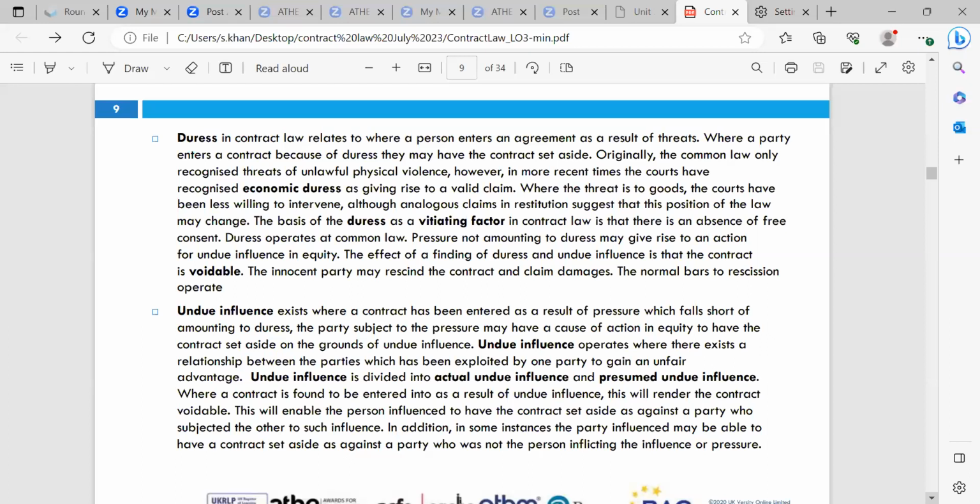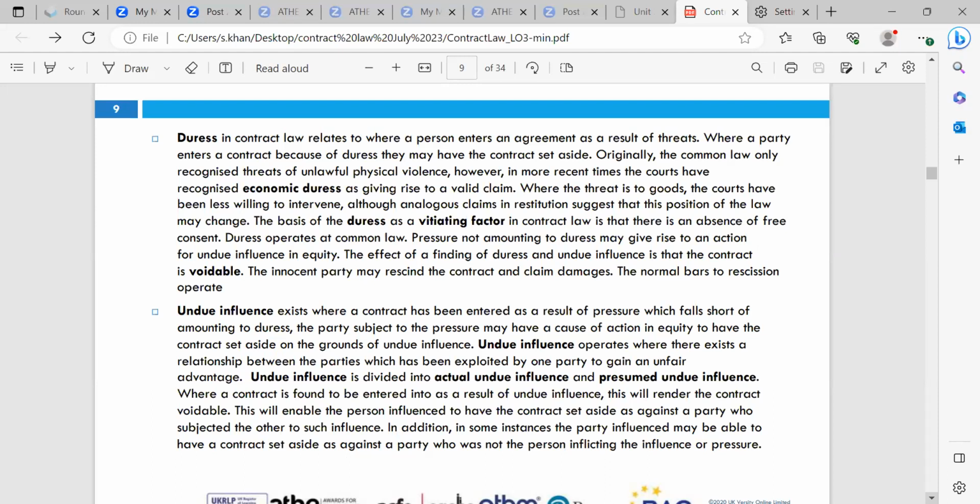Undue influence exists where a contract has been entered as a result of pressure which falls short of amounting to duress. The party subject to the pressure may have a cause of action in equity to have the contract set aside on the grounds of undue influence. For example, there may be a contract between a husband and wife, and the contract was only made because the husband pressured the wife into making the contract. Undue influence operates where there exists a relationship between the parties which has been exploited by one party to gain an unfair advantage, as I've just mentioned, the husband and wife scenario.